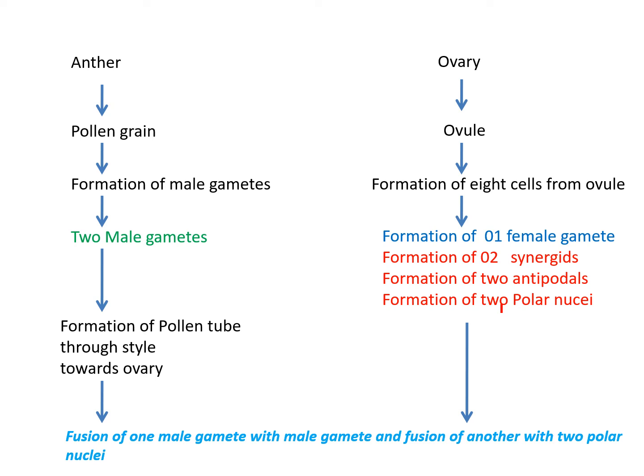The whole apparatus, the ovule plus zygote plus endosperm, forms a seed, and later the ovary swells up and forms a fruit. That's why we find seeds in the fruit.